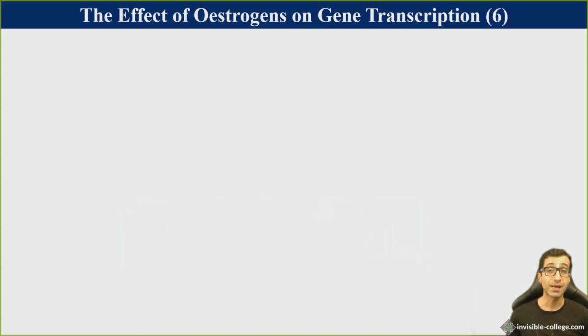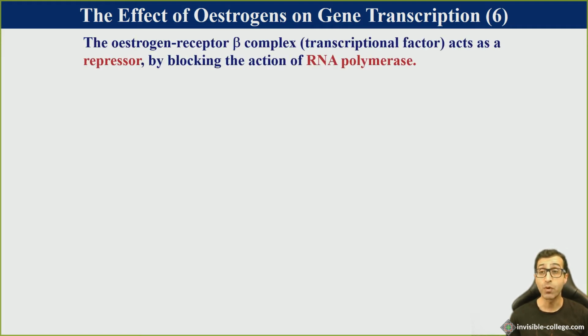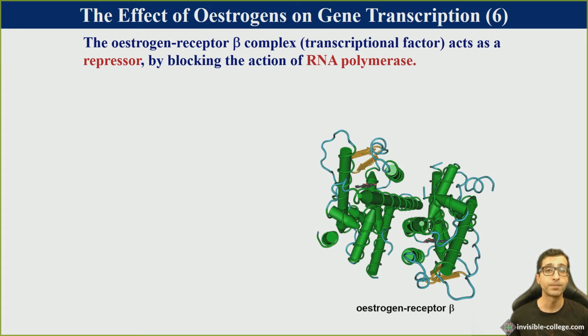The estrogen receptor beta complex, again, is a transcriptional factor. This acts as a repressor, and this works by blocking the action of RNA polymerase. Now, the final outcome of the activation or the repression depends upon the target cell and the function of the specifically targeted gene.